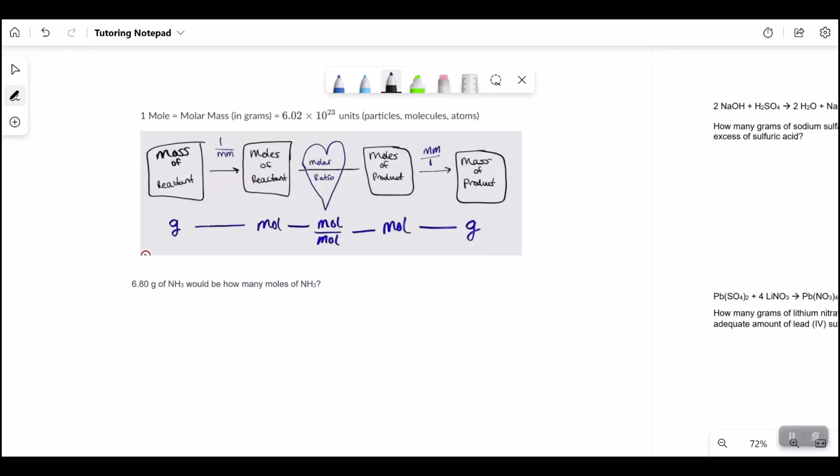So next we look at doing conversions between 1 mole being equal to the molar mass in grams, and then we also look at Avogadro's number, which is 6.02 times 10 to the 23rd. And for units, it's typically particles. It's usually regular units, molecules, or atoms.